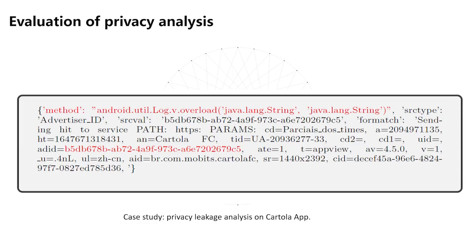Then we perform privacy leakage analysis on 64 apps and obtain the following results. First, these are some case studies in our experiments. Some apps may leak private information through interfaces other than the network interface. For instance, as shown in this picture, Cutler app outputs advertiser ID information through the Logcat interface. It's marked in red.